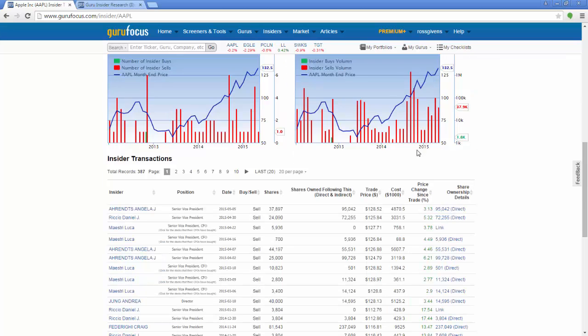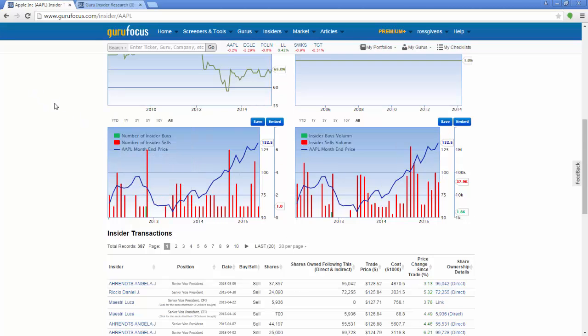Down below, you're going to see that information we looked at earlier, the same thing you would see when clicking on one of these line items. You're going to see the number of insider buys and the number of insider sells by month for the last, in this case, 3 years or so.